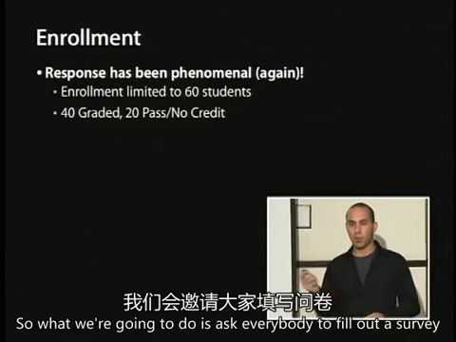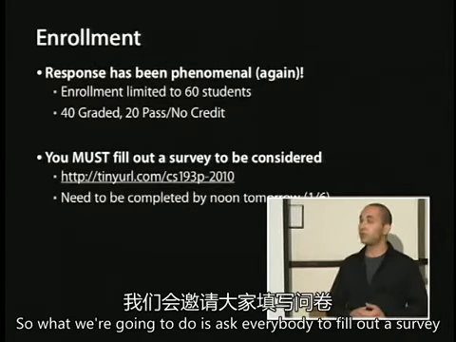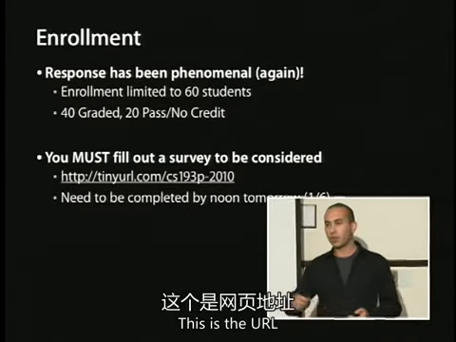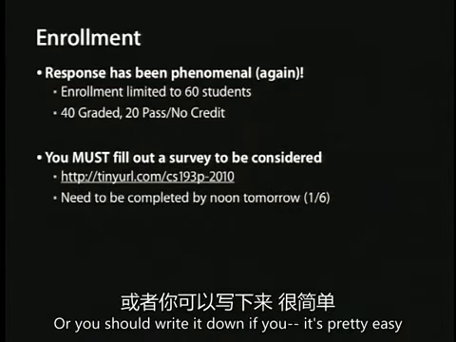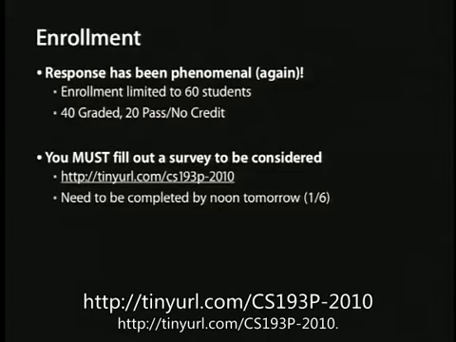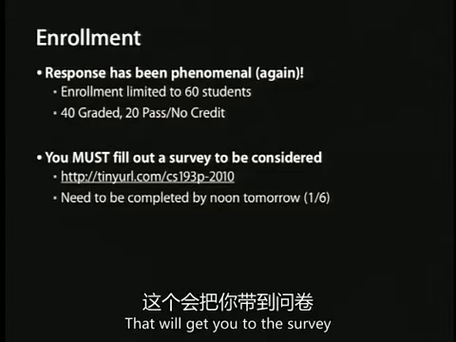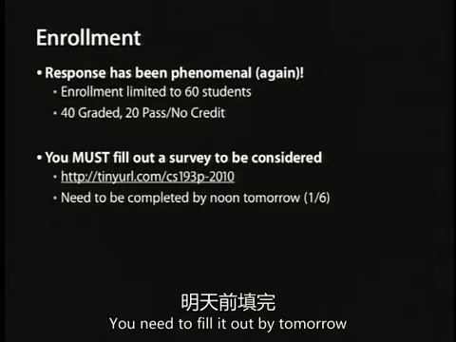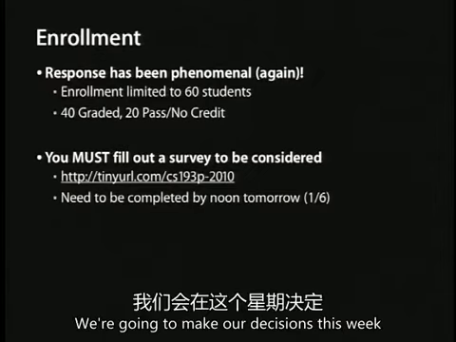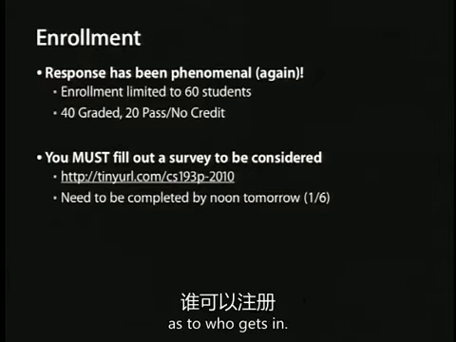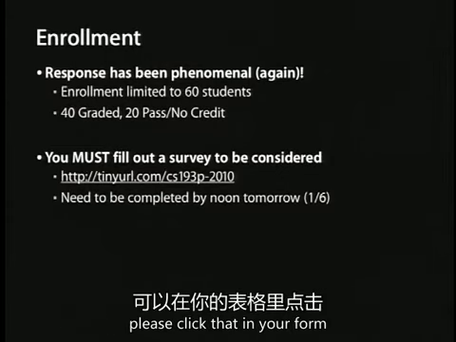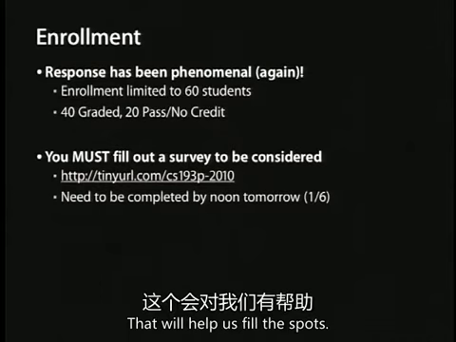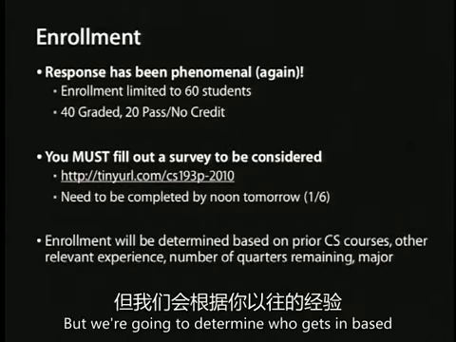So what we're going to do is ask everybody to fill out a survey. This is the URL. We're going to post these slides, and then you can click on that, or you should write it down. It's pretty easy. Tiny URL, CS193P-2010. That'll get you to the survey. You need to fill it out by tomorrow. We're going to make our decisions this week as to who gets in. And if you're interested in taking pass/no credit, please put that in your form. That'll help us fill the spots.